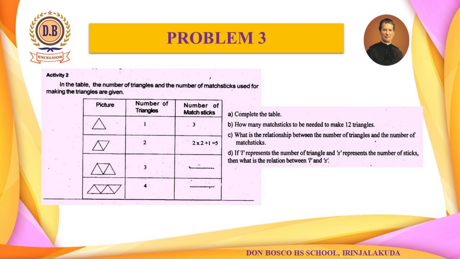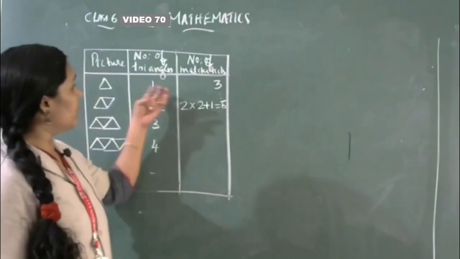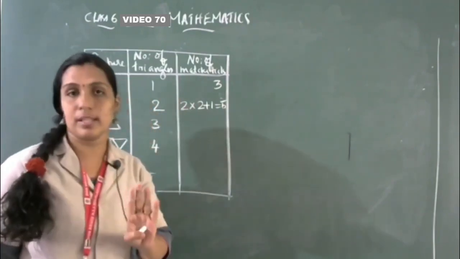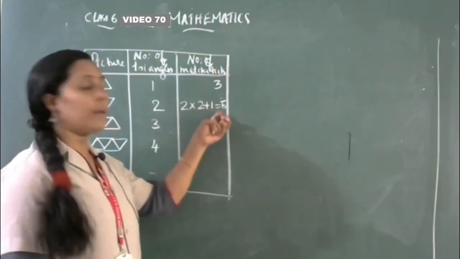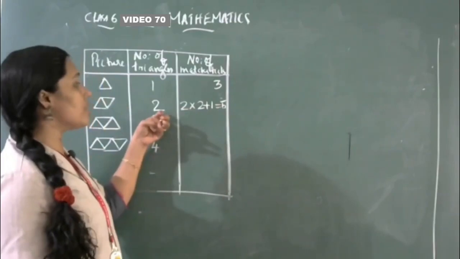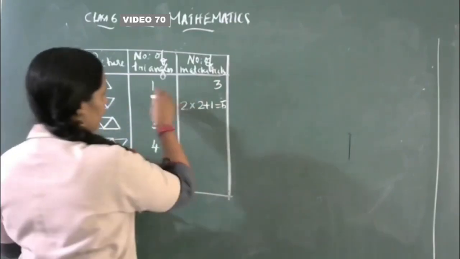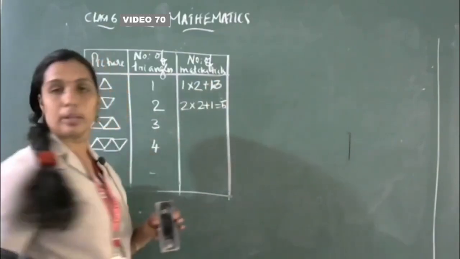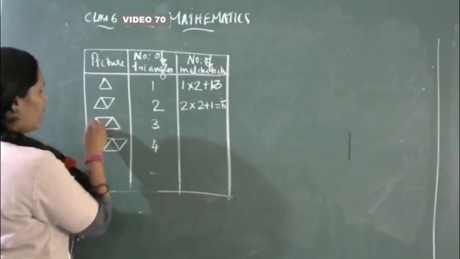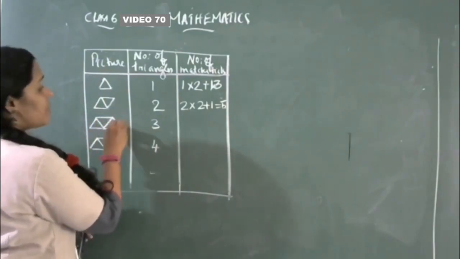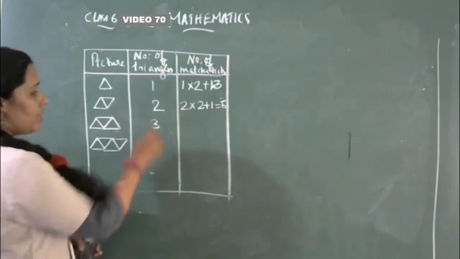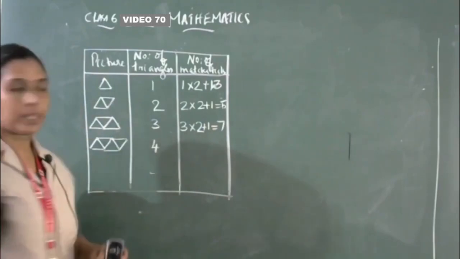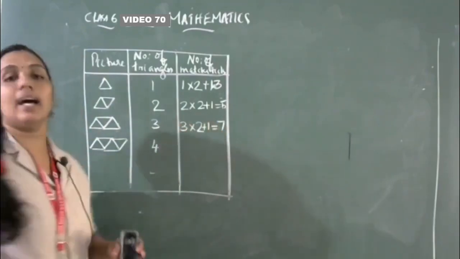Okay, so see children, here you can see 3 matchsticks are used for getting 1 triangle. In the second case we need 5 matchsticks and that 5 is written like this, 2 into 2 plus 1. From where did we get this 2? That 2 is the number of triangles. And this 3 also we can write like this: 1 is the number of triangles, and 1 into 2 plus 1 is equal to 3. Here how many matchsticks are used for getting 3 triangles? 1, 2, 3, 4, 5, 6, 7 matchsticks are used. Then how can we write this? Yes, we got 3 triangles, 3 into 2 plus 1, it is 7. Number of triangles into 2 plus 1, we will get the number of matchsticks.